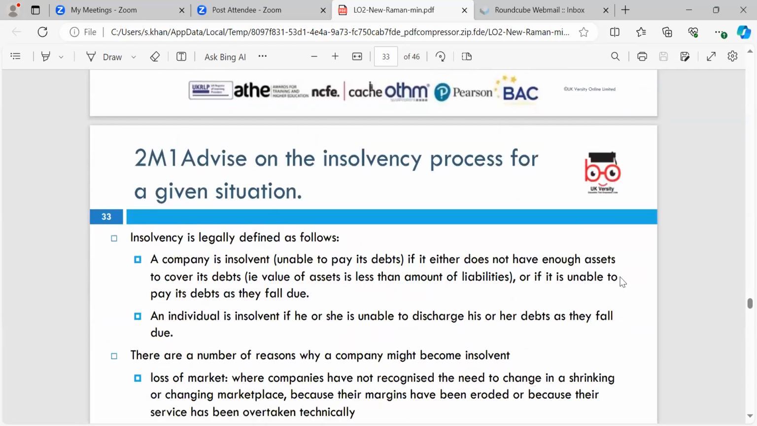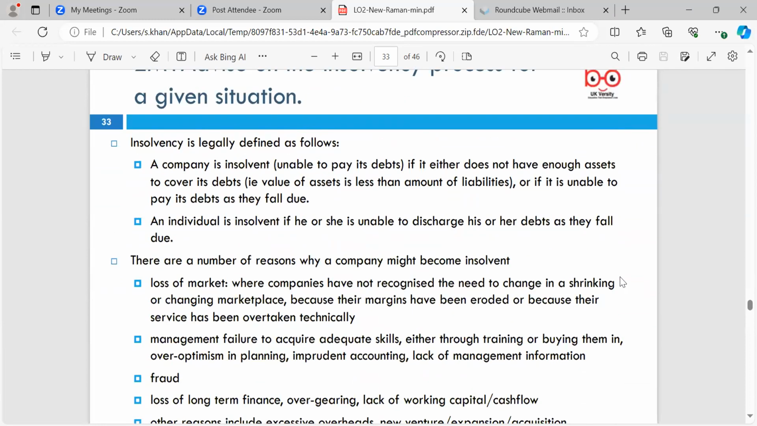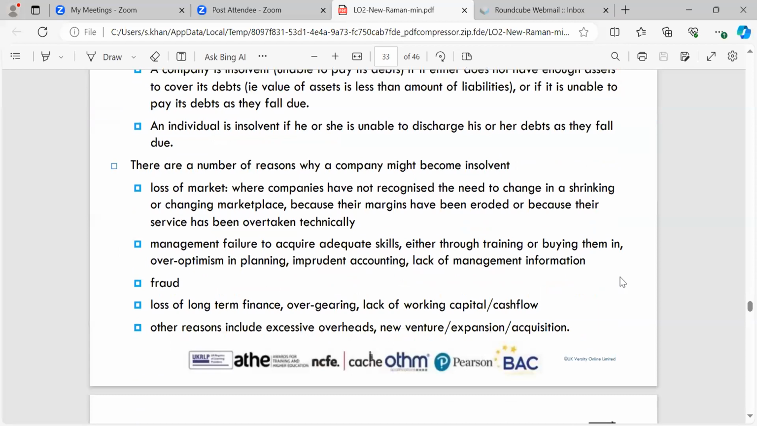2M1, advise on the insolvency process for a given situation. Insolvency is legally defined as follows: a company is insolvent, unable to pay its debts, if it either does not have enough assets to cover its debts, i.e. the value of assets is less than the amount of liabilities, or if it is unable to pay its debts as they fall due. An individual is insolvent if he or she is unable to discharge his or her debts as they fall due. There are a number of reasons why a company might become insolvent.